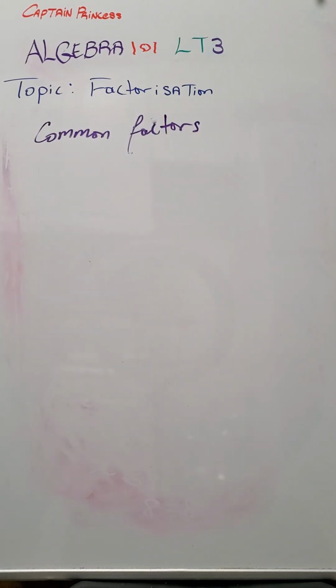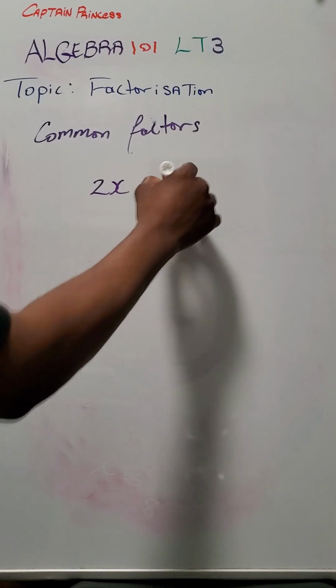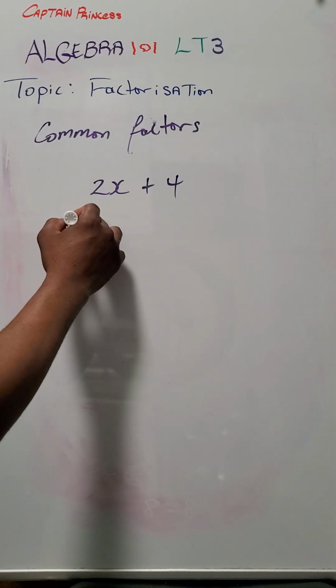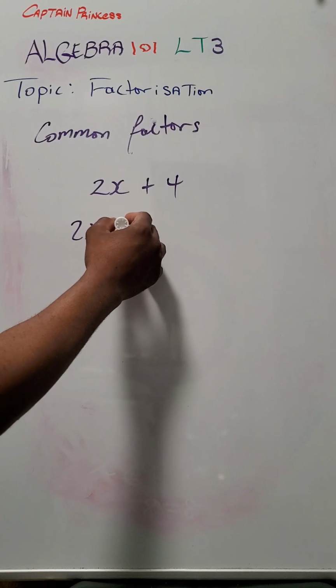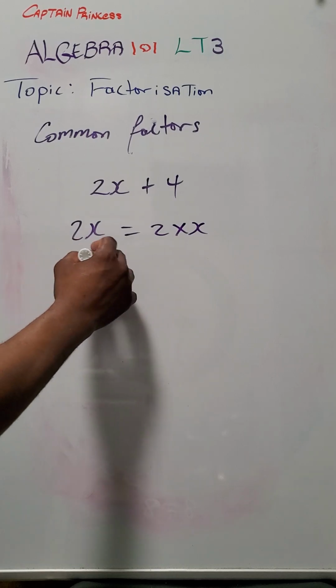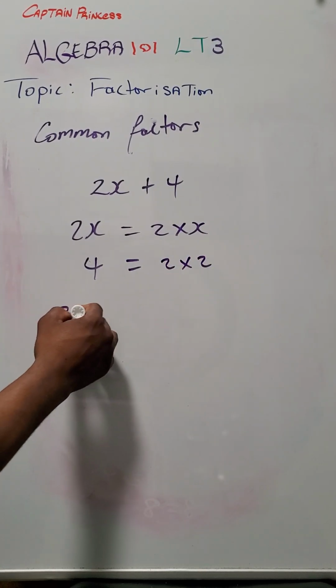So how we will do this is we will begin with a simple example like 2x plus 4. What this is saying is that we should find a common factor that both terms will satisfy. If we were to look at 2x and write the factors of 2x, this will be 2 multiplied by x, right? And if we were to write the factors of 4, we will have 2 multiplied by 2. That will give 4. So what if we were to put both together?